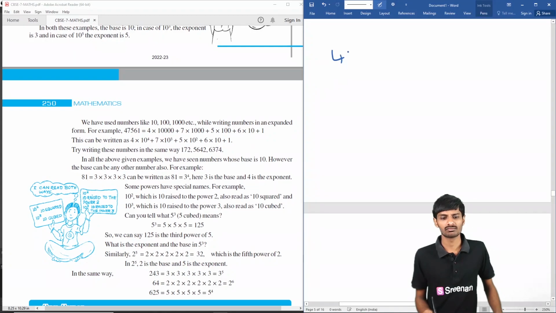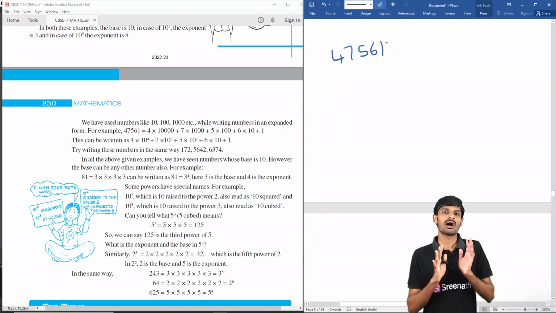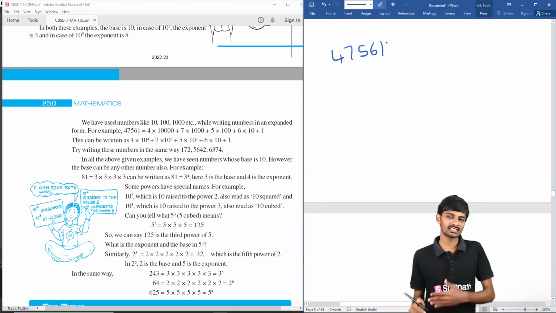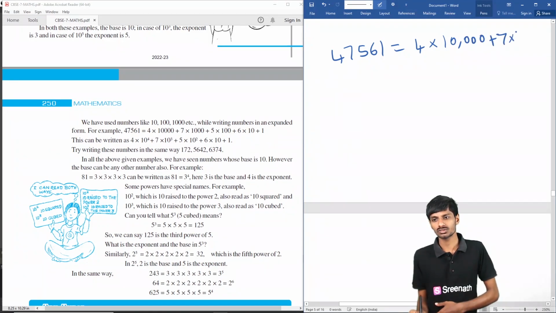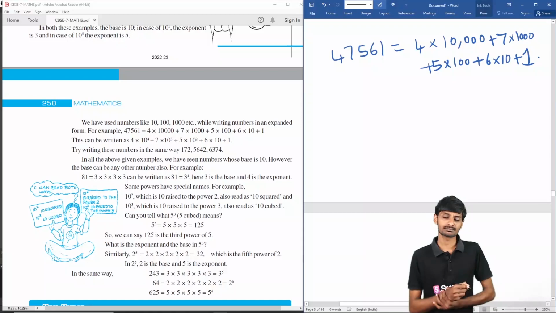And there is a number 47,561. If I ask you to write it in expanded form, how will you write it? There is 4 into 10,000 plus 7 into 1000 plus 5 into 100 plus 6 into 10 plus 1.